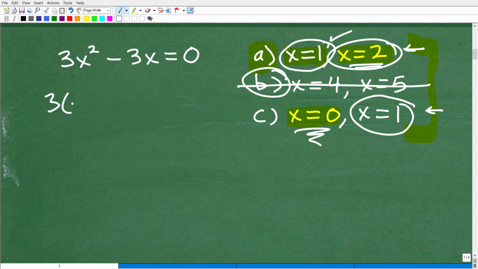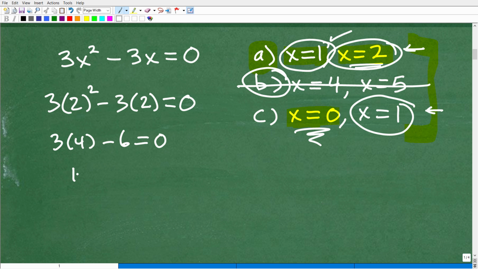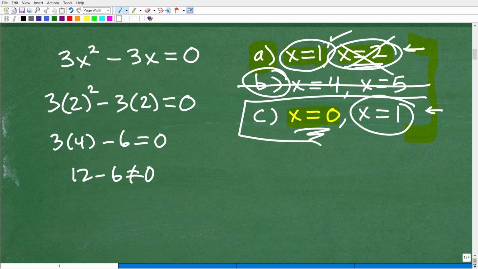So this would be 3 times 2 squared minus 3 times 2. We're looking to see if the left equals the right. That's the whole concept behind solutions to equations. So 2 squared is 4. That's going to be 3 times 4 minus 6. You can see this isn't going to work. So 12 minus 6, that is not 0. Therefore, this goes away. So therefore, C must be the correct option.